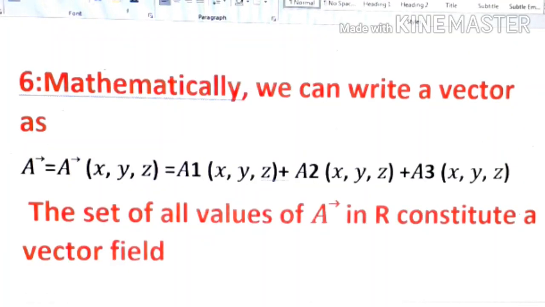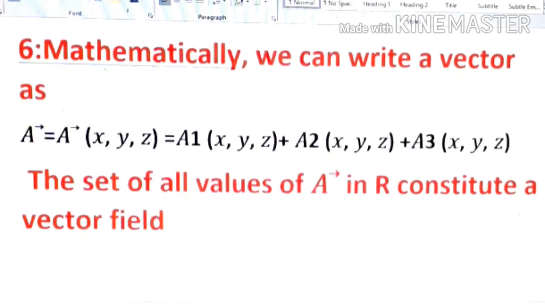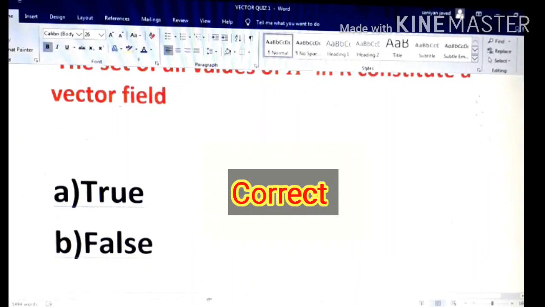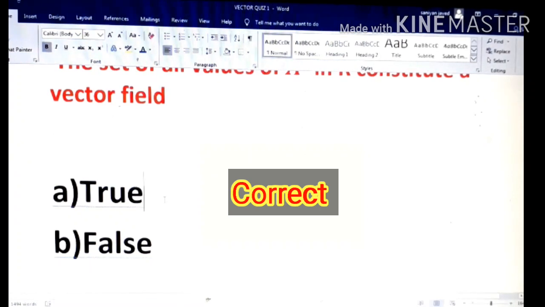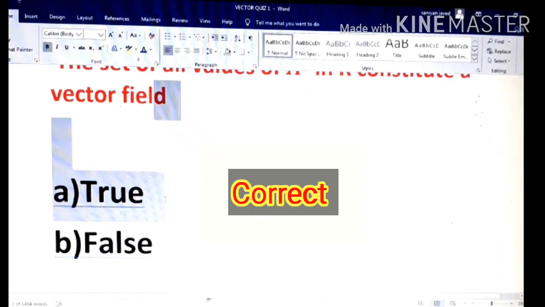Mathematically, we can write a vector A equal to a vector of x, y, z equal to a1 of x, y, z plus a2 of x, y, z plus a3 of x, y, z. The set of all values of A in R constitute a vector field. We have to find if it is correct or incorrect. Here the correct option is option A, it is a true statement.